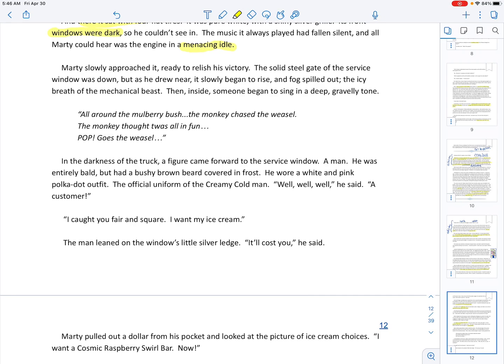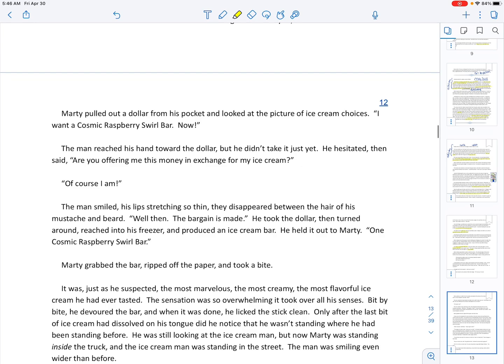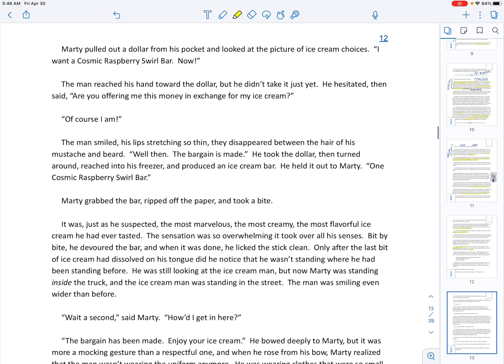"Well, well, well," he said. "A customer. I caught you fair and square. I want my ice cream." The man leaned on the window's little silver ledge. "It'll cost you," he said. Marty pulled out $1 from his pocket and looked at the picture of the ice cream choices. "I want a cosmic raspberry swirl bar, now."